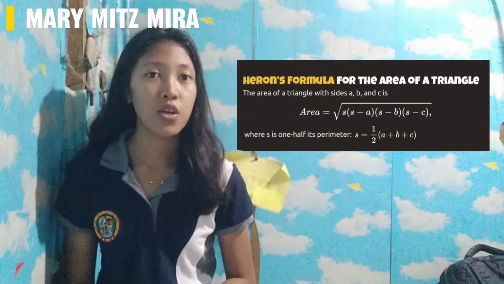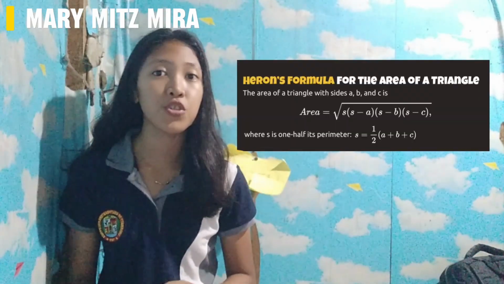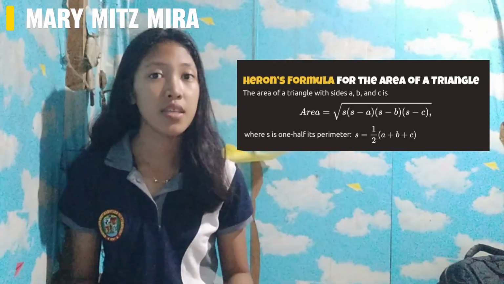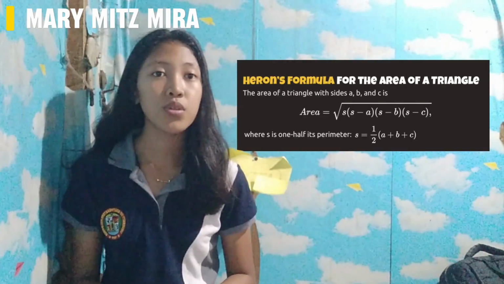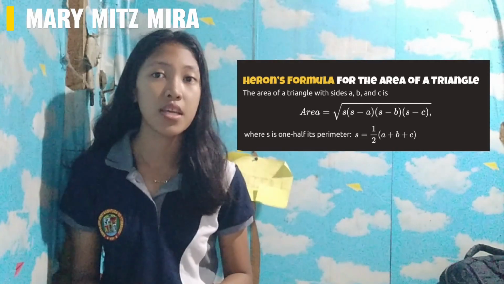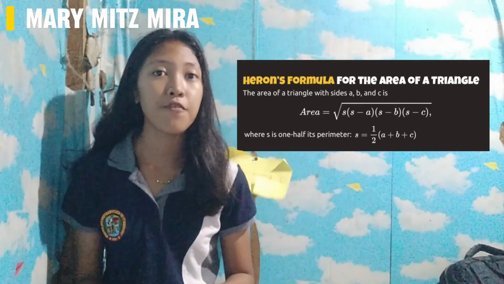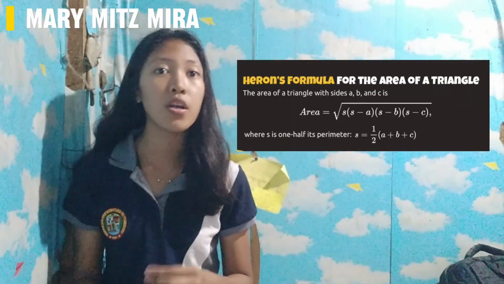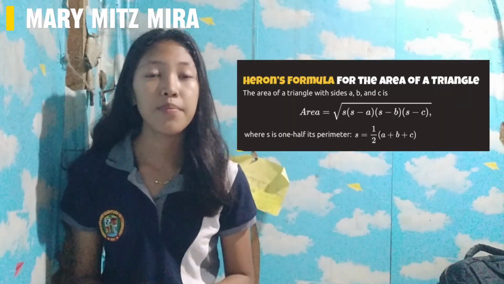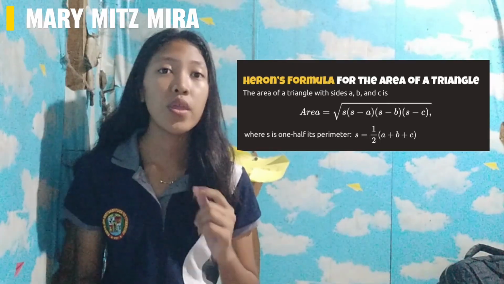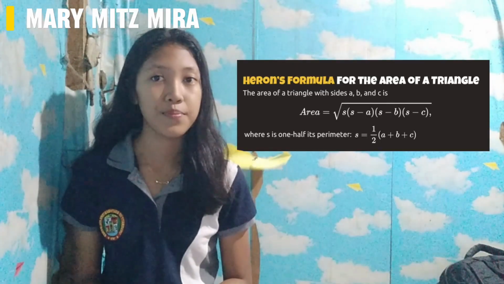Next, we have Heron's formula, which allows us to find the area of a triangle when all three sides are known. The formula is: area equals the square root of s times s minus a times s minus b times s minus c, where s is half the perimeter, or 1/2 of a plus b plus c. This formula is especially useful when no height is given.